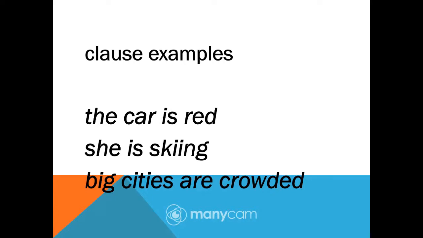So some clause examples from English. The car is red, she is skiing, big cities are crowded. So for example, the car is red, the car will be the subject, and is red is the predicate. Predicates in English and in European languages generally do contain a verb, like is, but it's not the case across languages universally.